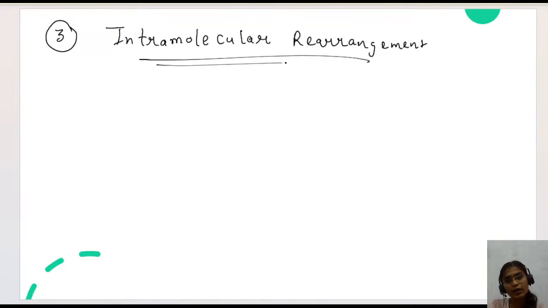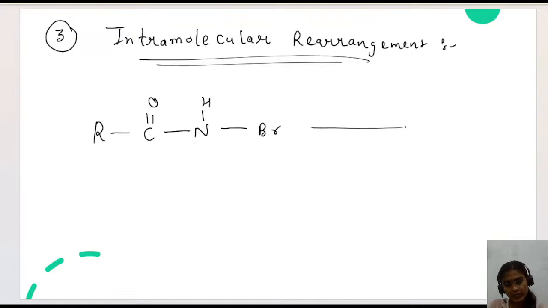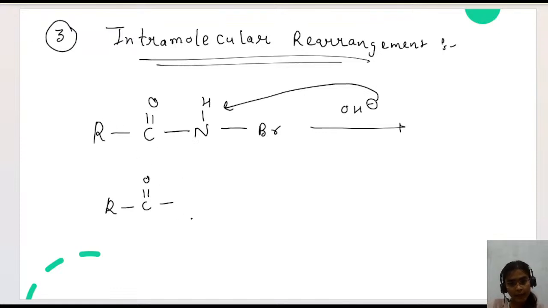Okay, so let's see how it's going to proceed. In this case, it's not a difficult point. Just try to understand how it is going to happen. First of all, this is R, then CO, then N. Let me write the H like this, and this is the bromine. As you know, we are using 4 moles of base, so the base is still present there. So this is a base, OH, and it is going to abstract the proton from here. Now R, CO, nitrogen. There is a negative charge on the nitrogen, and this is the bromine.